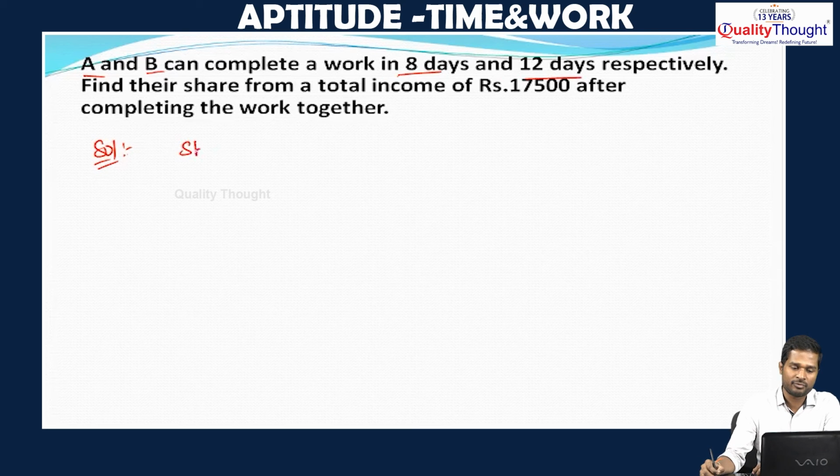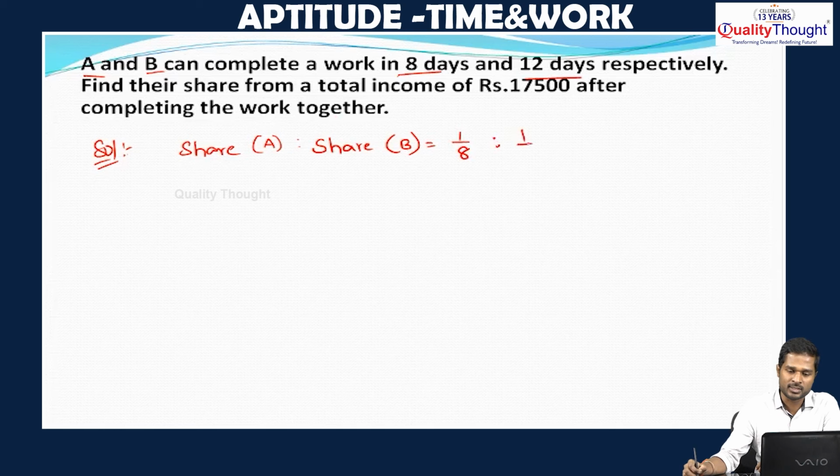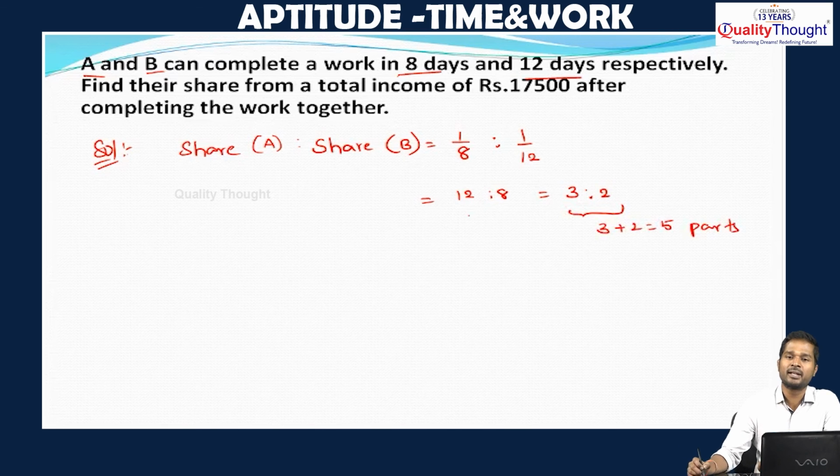See here, the share of A to the share of B will be given as 1 day work of A, which is 1 by 8, and 1 day work of B, which is 1 by 12. That is 12 is to 8, that is 3 is to 2. These are their efficiencies. Now 3 plus 2 is 5 parts. That means the total money is divided into 5 equal parts. In that, 3 parts will be received by A and 2 parts will be received by B.